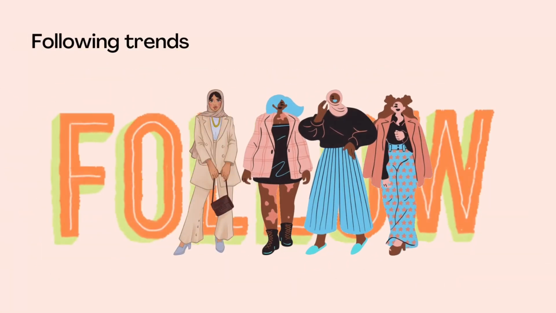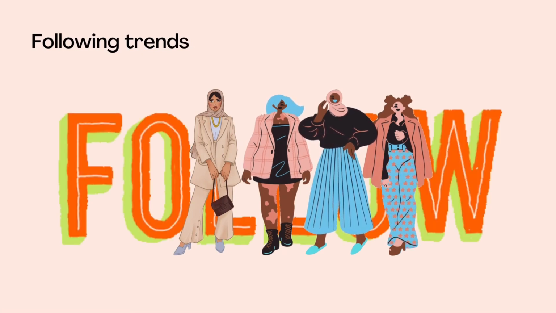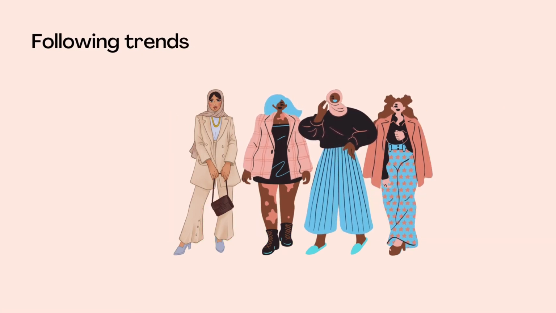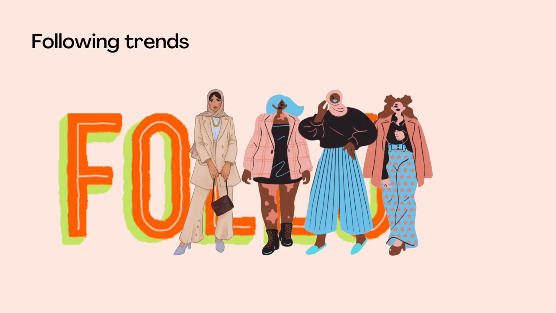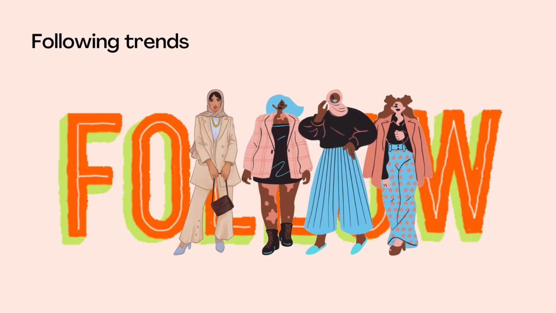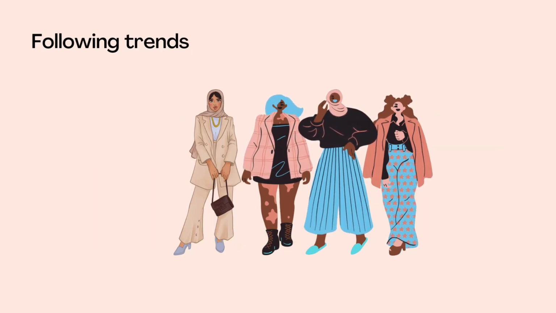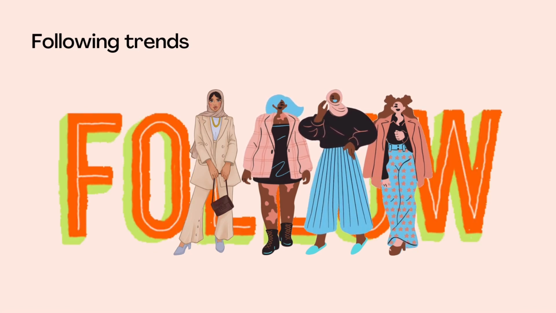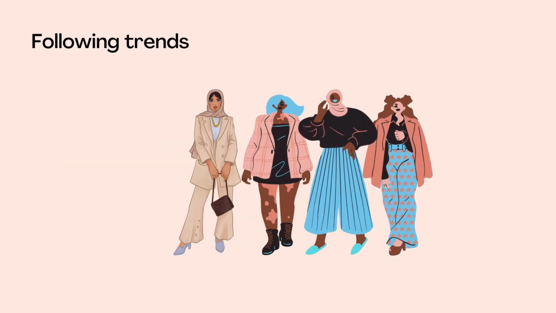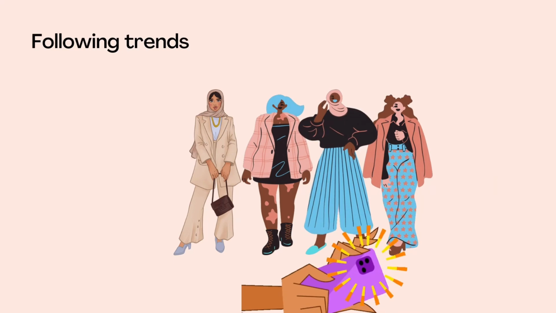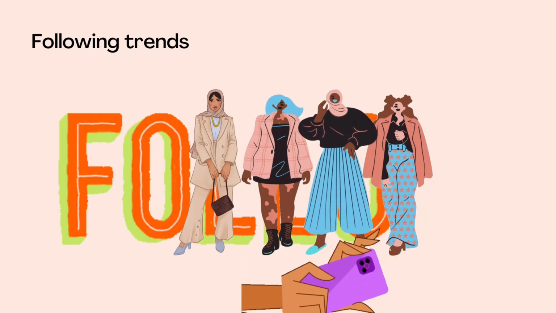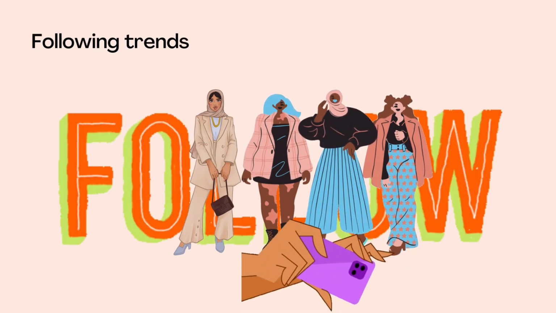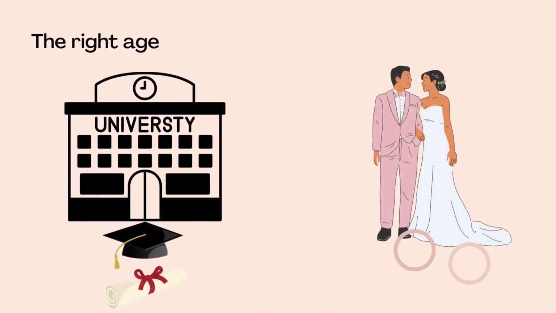The third one is following trends. Humans are basically sheep and have a sheep mentality when it comes to trends. We love to follow trends, regardless of what they are or if they add any positives to our lives. It can be anything from the latest fashion trends to a new diet. We just love to follow what is popular and latest around us, even though it can cause damage to us in the long run. The fourth one is the right age.